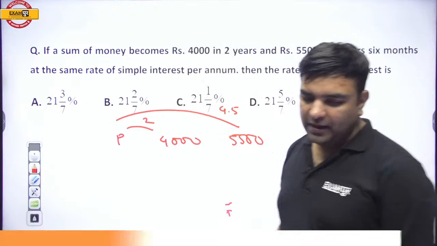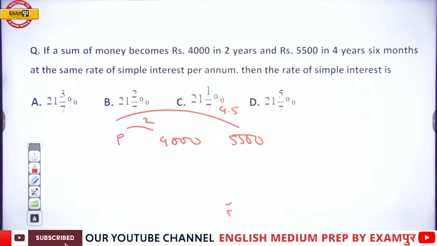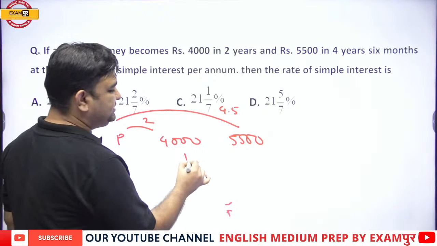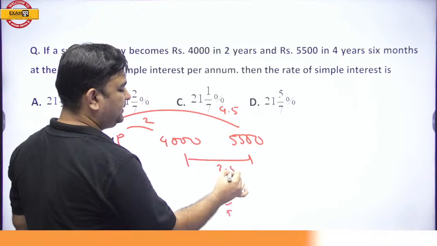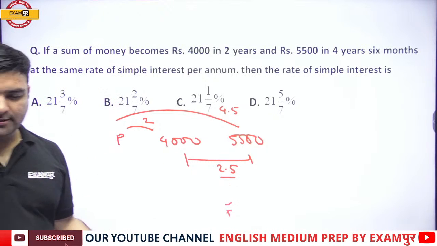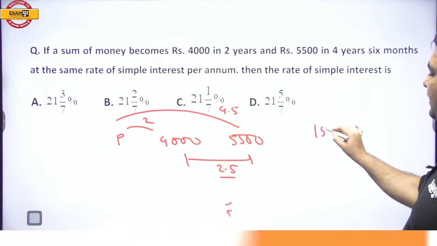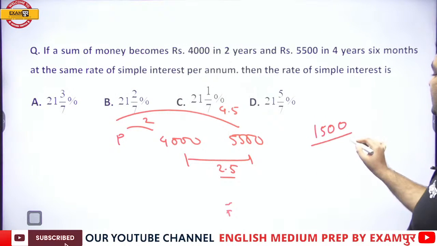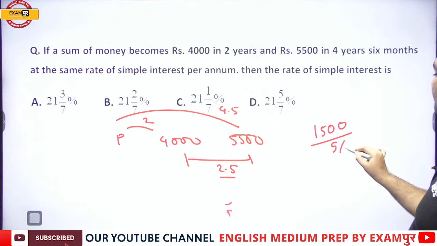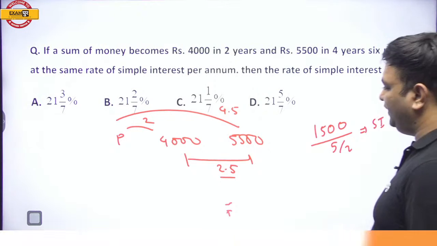A sum of money becomes 4,000 in 2 years and becomes 5,500 in 4.5 years. So can I say this change has happened in 2.5 years? How much interest in these 2.5 years? 1500 interest in these 2.5 years. 2.5 is 5 by 2. So this is the interest of every year.